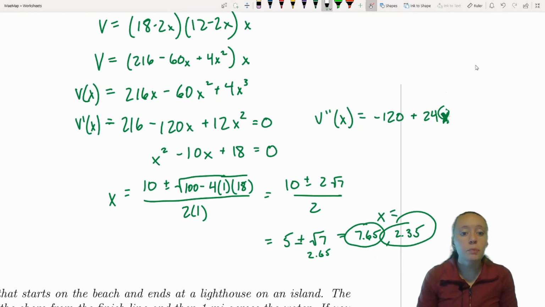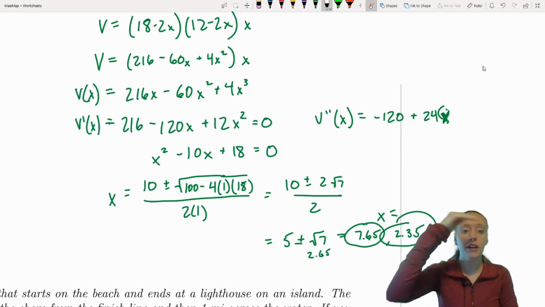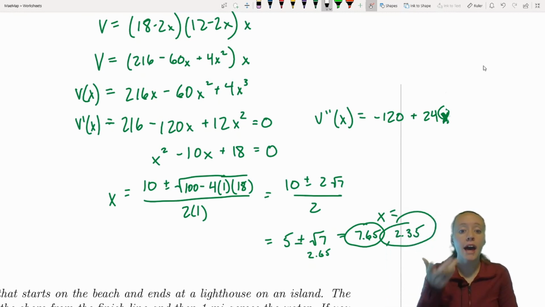When I plug that 2.35 in for x, even if I round, that's going to be a negative 120 plus, let's say, around a positive 48 if I round it to 2, which is going to give me a negative second derivative. So I know at 2.35, my second derivative is negative, therefore I'm concave down, and I'm at a maximum. So x equals 2.35 is going to be the value I'm going to use to maximize my volume.